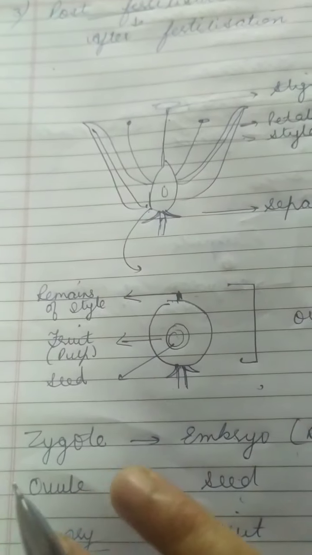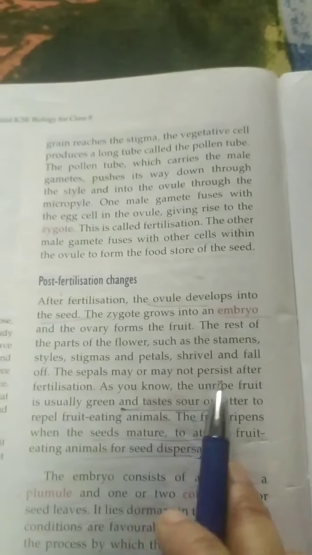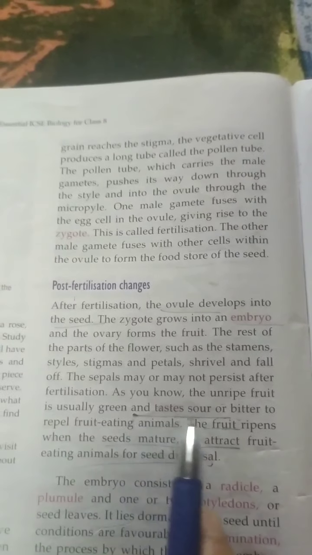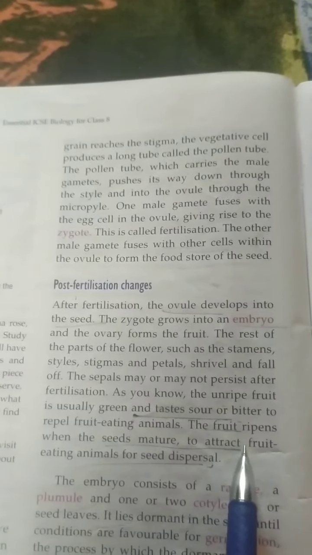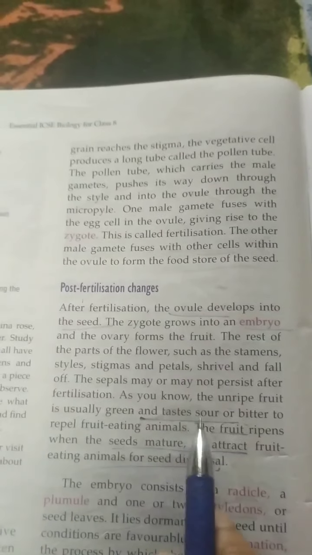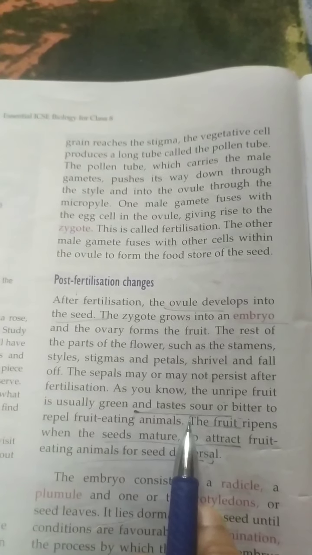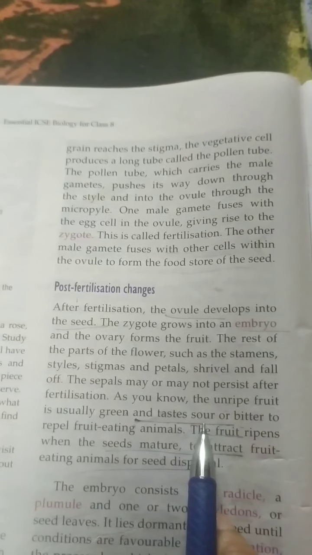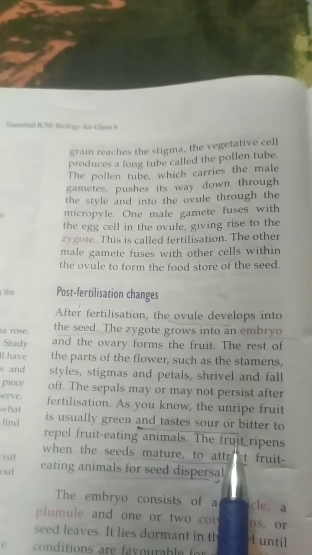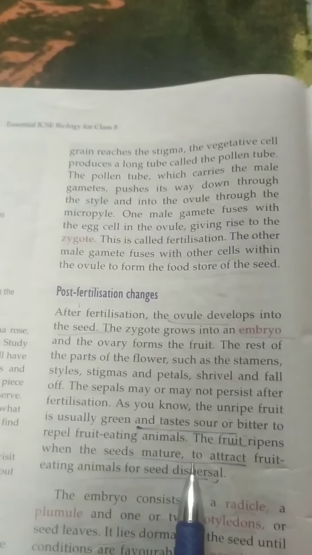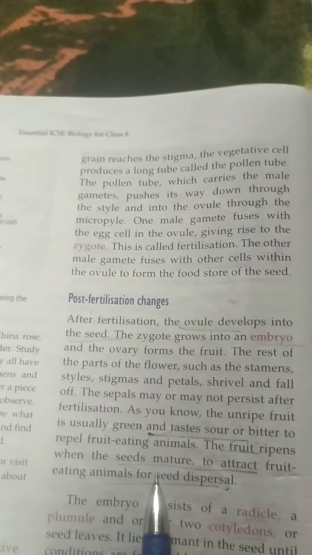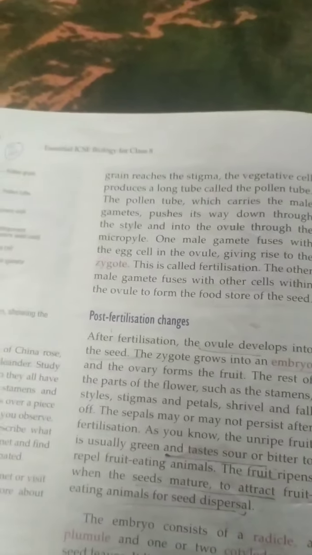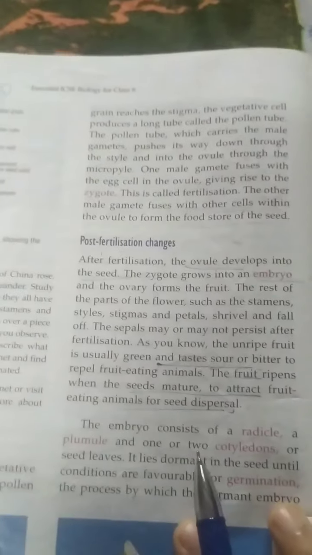So in the animated video you have already seen, and you know that unripe fruit is usually green and tastes sour or bitter to repel fruit-eating animals. When the fruit ripens and the seed matures, it attracts fruit-eating animals for seed dispersal. Generally when you eat raw, unripe fruit, it is a little sour or not that tasty, but when it ripens it tastes better. For example, the mango: because the seed is already mature, dispersal can happen with the help of fruit-eating animals. So I hope you have understood this.